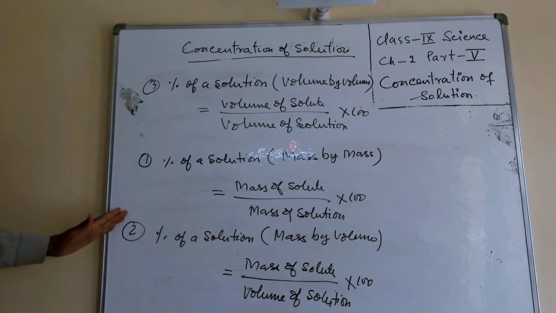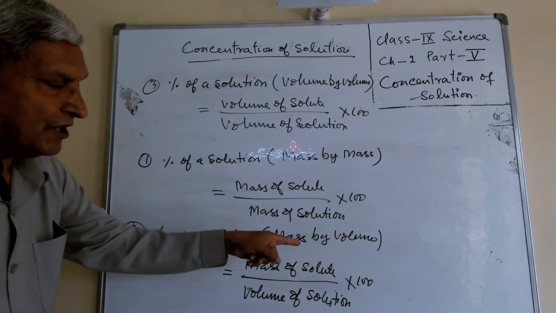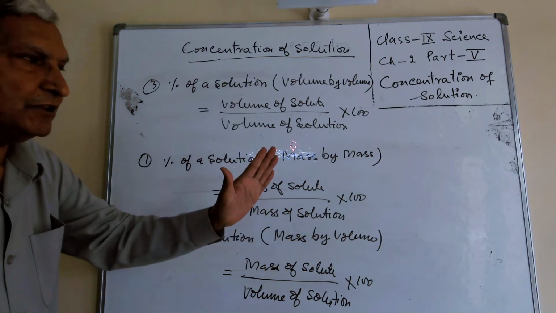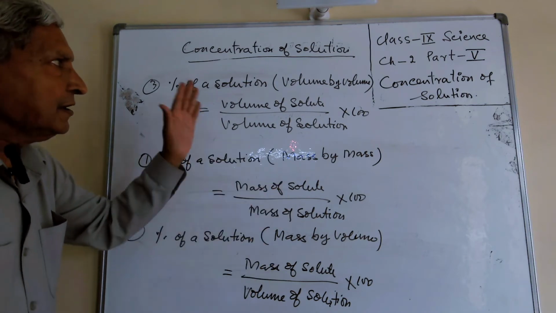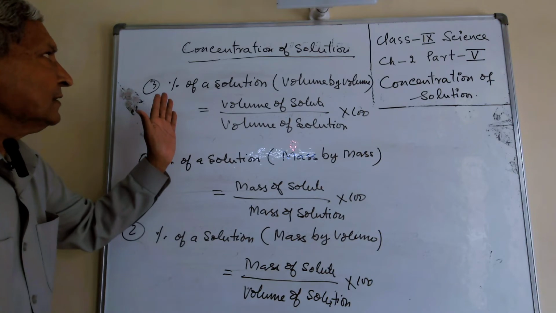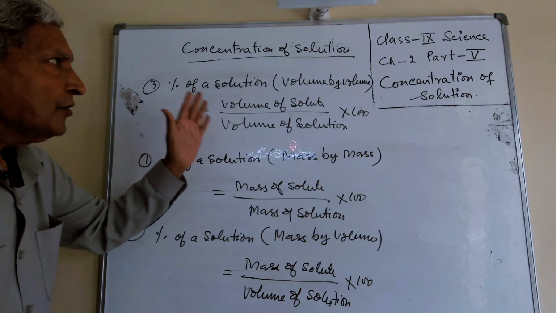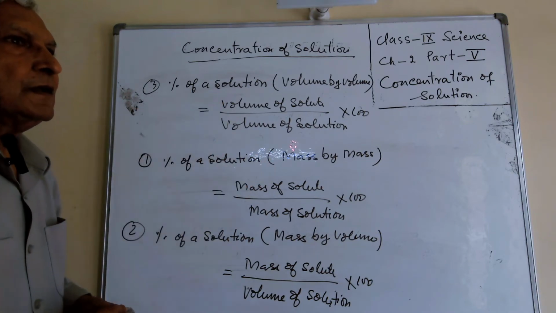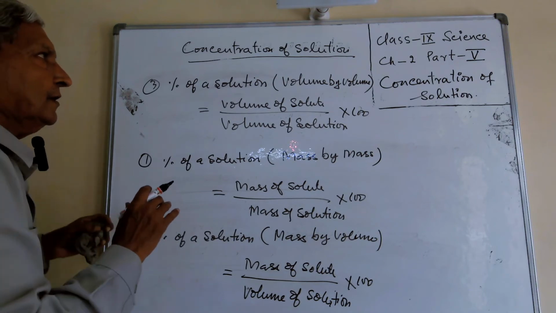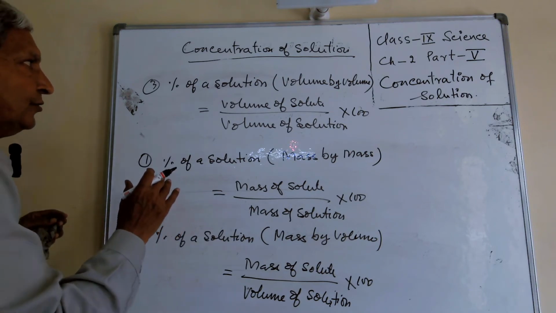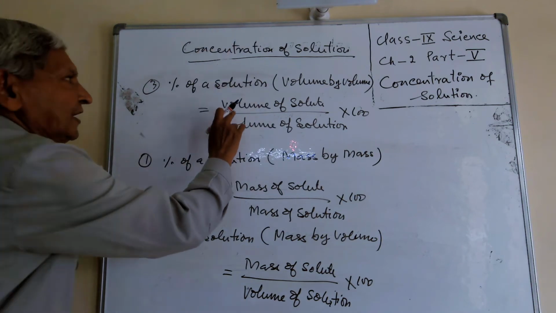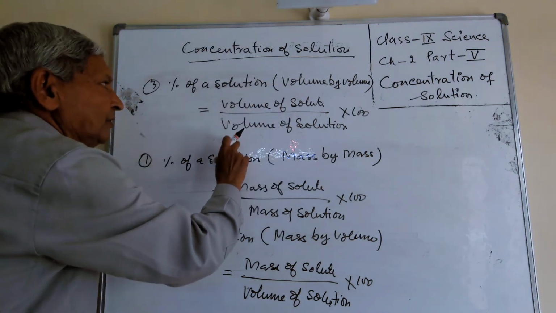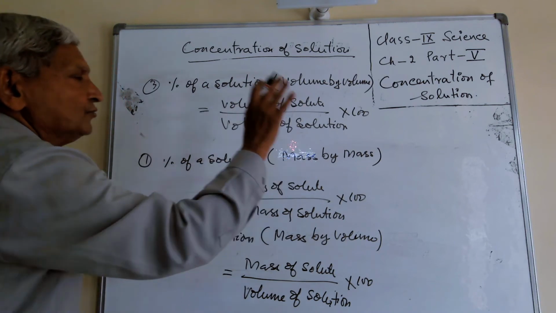My dear students, if you want to find out the concentration of a solution, you can apply these three methods according to the statement. If mass by mass is given, you have to apply the first method. If mass by volume is given, you have to apply the second method. If volume by volume is given, it means you have to apply the third method: volume of the solute and volume of the solution into 100.